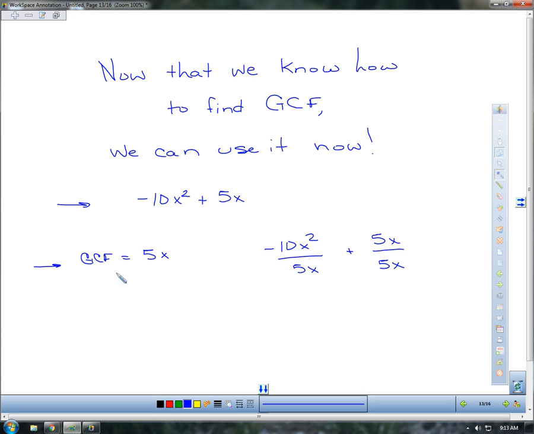Now, anytime that you factor out the greatest common factor, we write it out in the front of parentheses like this. Okay. Negative 10 divided by 5 is negative 2. x squared divided by x is x. So we have negative 2x. And then we're going to add that to 5x divided by 5x, which is 1. So what we've done is we have factored out the greatest common factor.